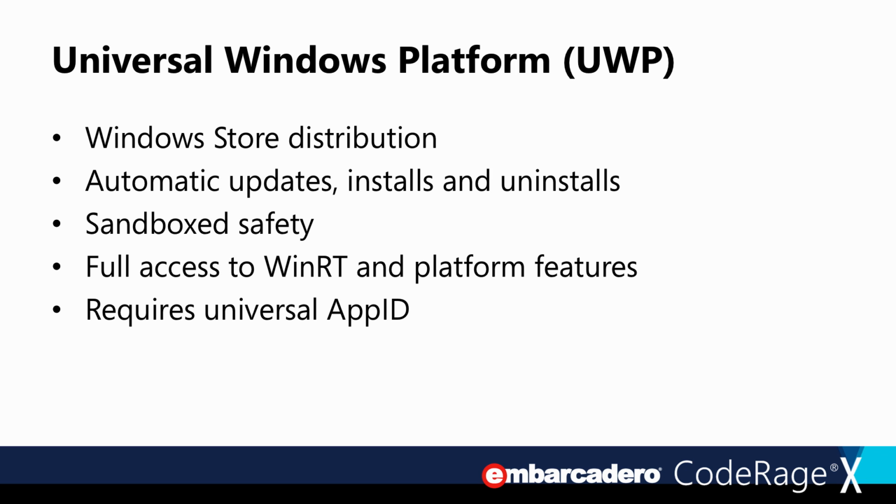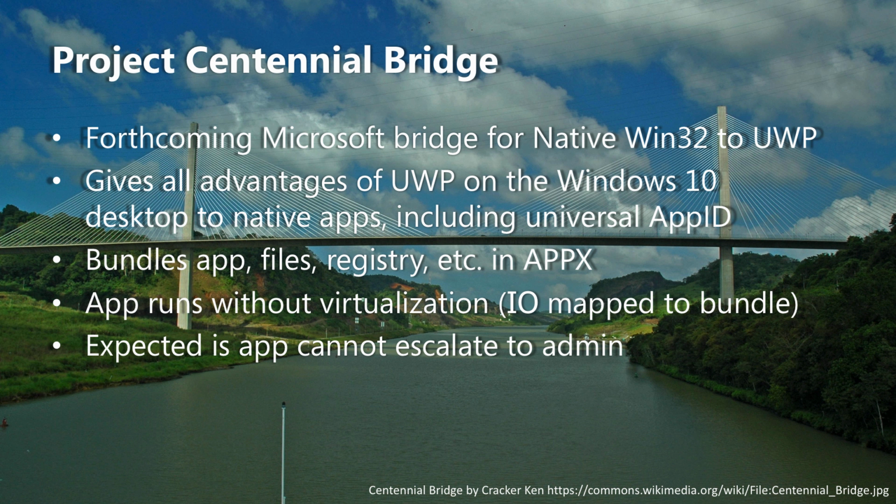And it has a universal app ID that uniquely identifies that app. So that's where Project Centennial comes in. This is a bridge that's coming out from Microsoft. They've announced it and already started talking about it. That's going to allow Win32 and Win64 based native applications to run as universal Windows platform apps. This gives all the advantages of the UWP and Windows 10 WinRT to desktop native apps.